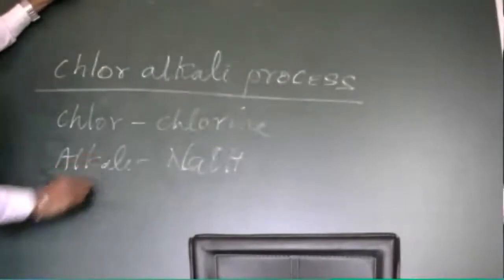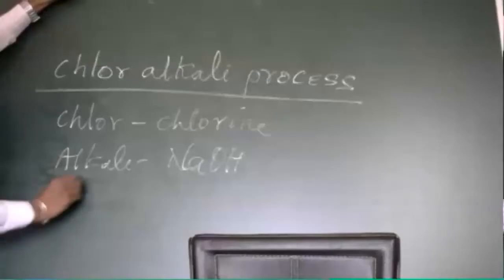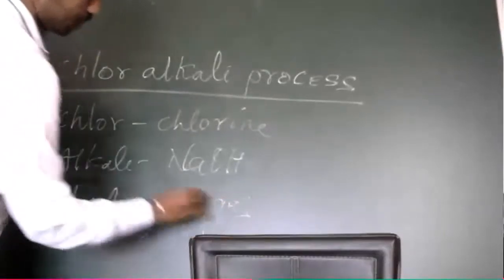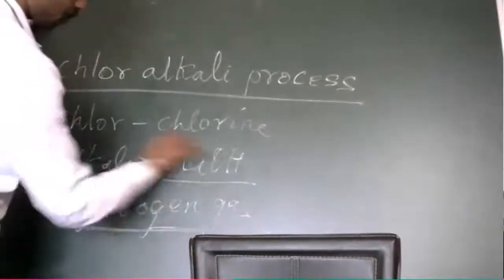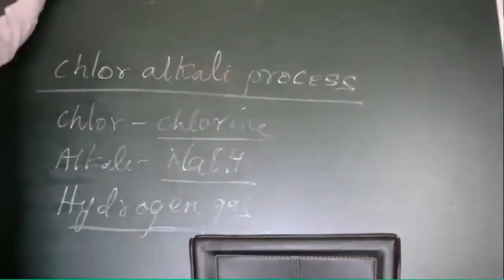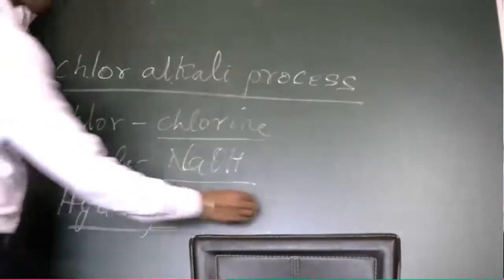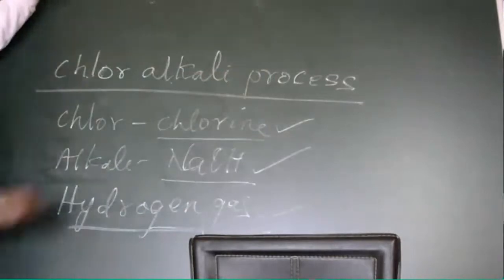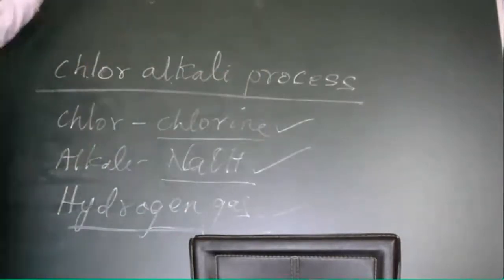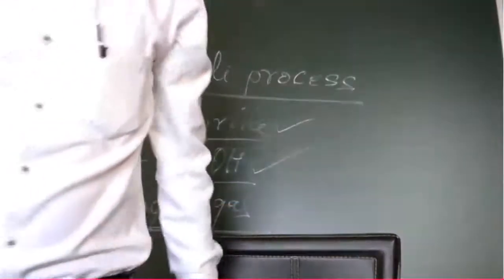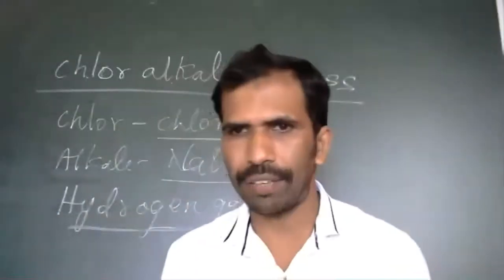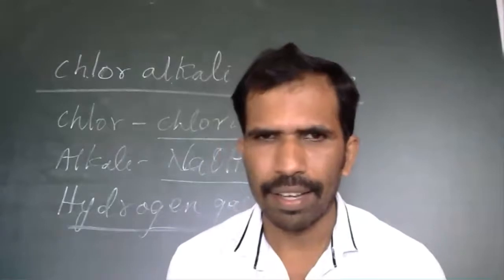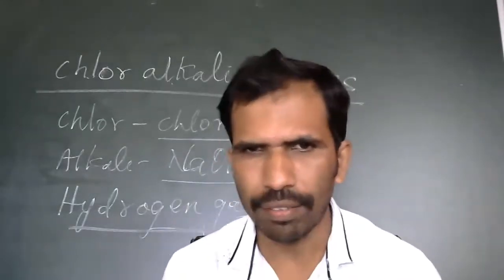Similarly, in this process, hydrogen gas is also produced. You can remember it very easily: the preparation of chlorine gas, NaOH and hydrogen gas is called the chloralkali process. So it is nothing but a preparation of NaOH by decomposition of NaCl.